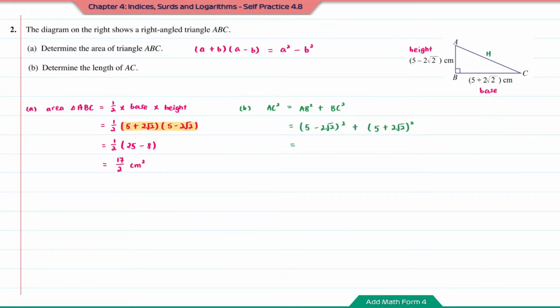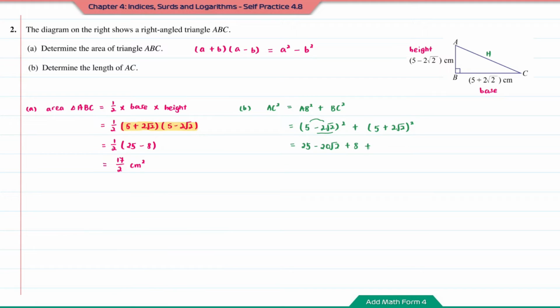So here we're going to expand both of these. For the first one, if you expand 5 squared, you're going to get 25. Then multiply these two: 5 times 2√2 is negative 10√2, times 2 gives you negative 20√2. And the last one is to expand negative 2√2 squared. You're going to get a positive 4 times 2, which is equal to 8.